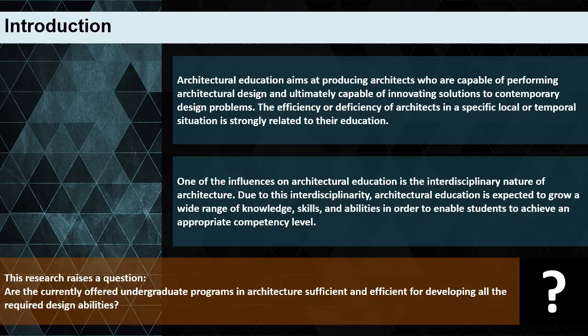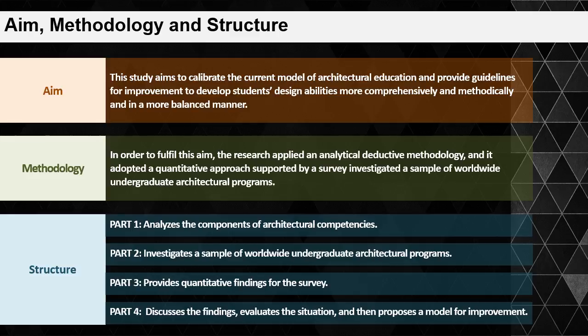This research raises a question. Are the currently offered undergraduate programs in architecture sufficient and efficient for developing all the required design abilities? This study aims to calibrate the current model of architectural education and provide guidelines for improvement to develop students' design abilities more comprehensively and methodically and in a more balanced manner.